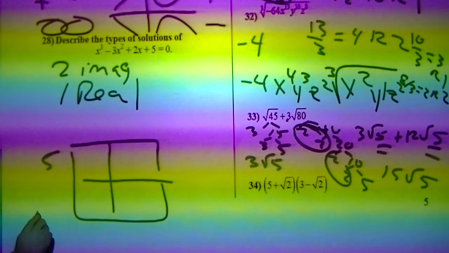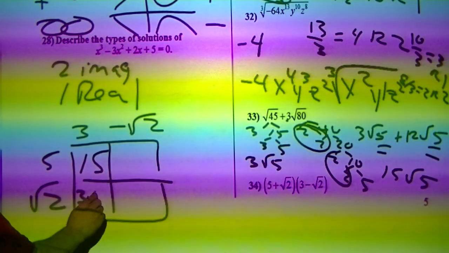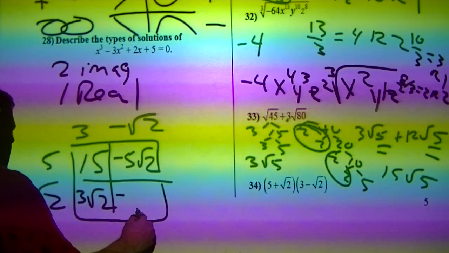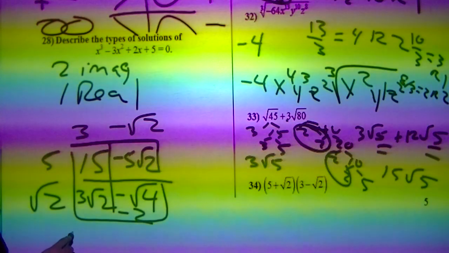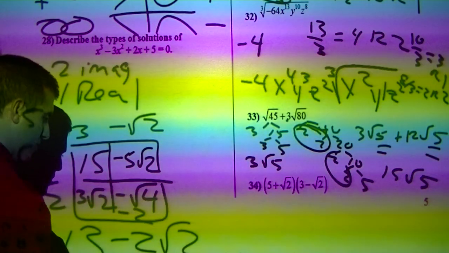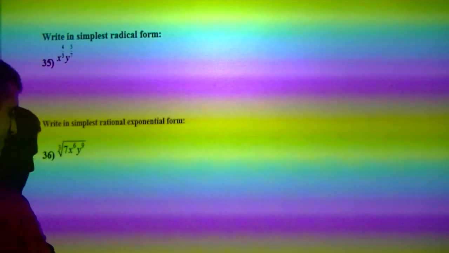Okay, 5 square root of 2, 3 negative square root of 2. That's going to be 15. 3 square root of 2. That's going to be negative 5 square root of 2. That's going to be square root of negative 4. Well, square root of negative 4 is just negative 2. Okay, 15 minus 2 is 13. 3 minus 5 is negative 2, so you got negative 2 square root of 2. And the last couple, write the simplest radical form.